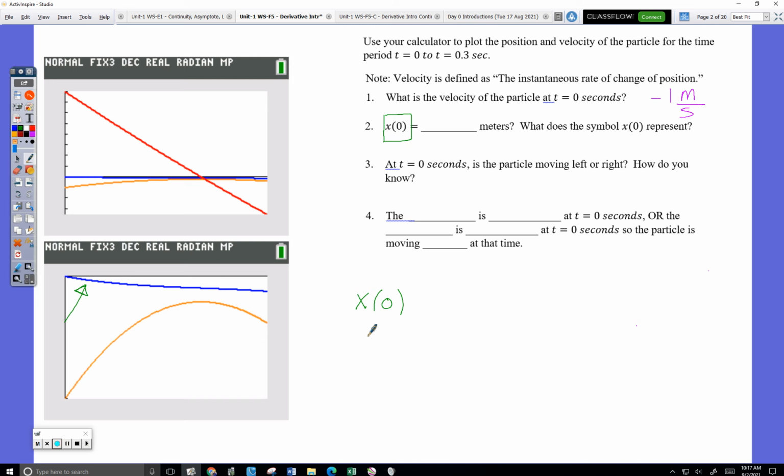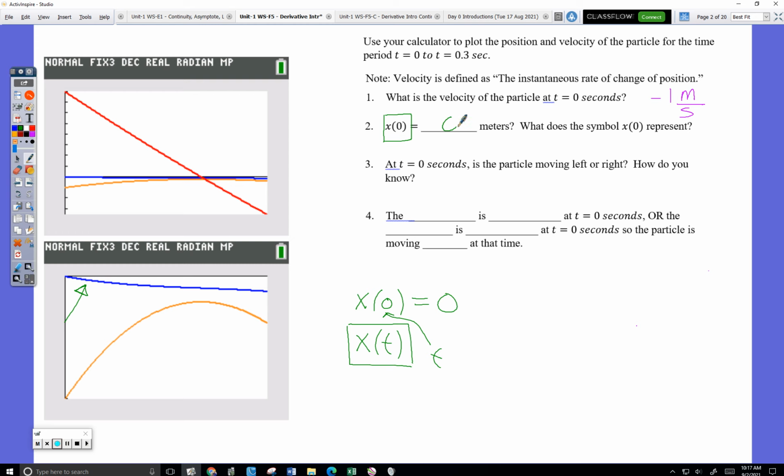We would call the position x of t. That's on the front of the packet, x of t. Because the little t inside represents time, but the entire symbol represents position at some time. When I write x of 0, I am referring to the position when the time is 0. That's the time. And we saw on the calculator that that position for this problem is zero. Won't always be, but for this one, yes. Questions?